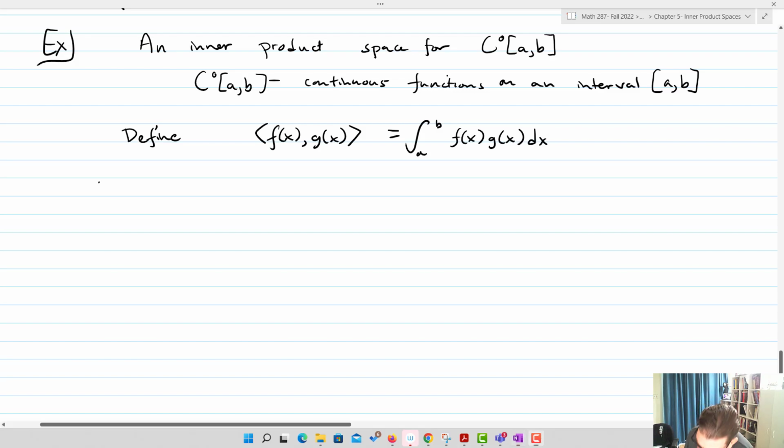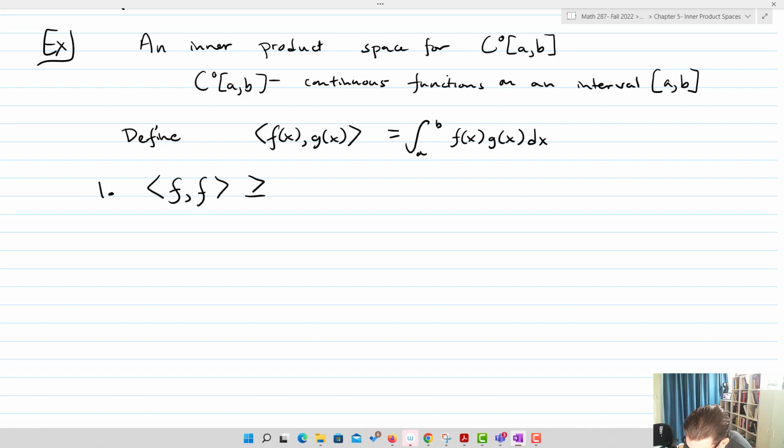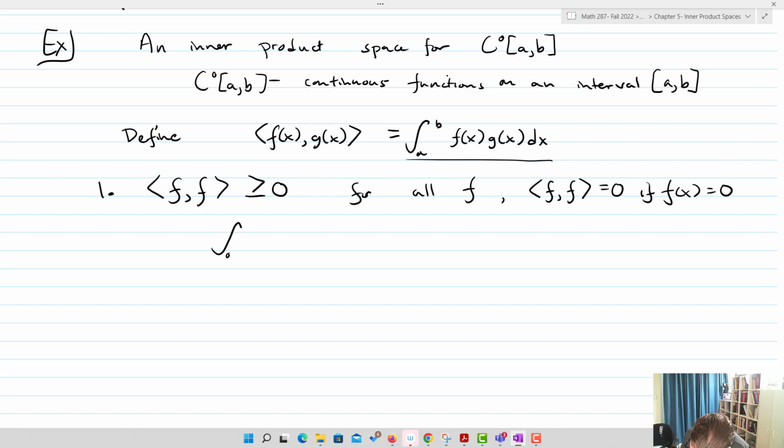So the first property that we need is that f dotted with itself is greater than or equal to 0 for all f, and that the only way that we're going to get 0 is if f is actually the 0 function. So the magnitude of f, or f dotted with itself, equals 0 if f equals the constant function 0, f of x equals 0. So we plug f into this function: it's going to be the integral from a to b of f of x squared dx.